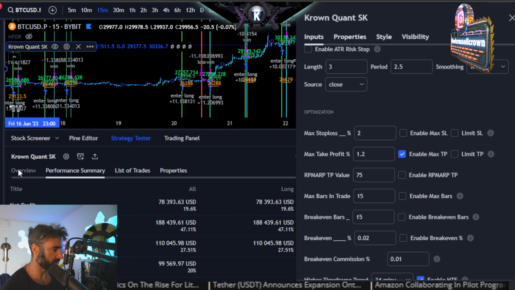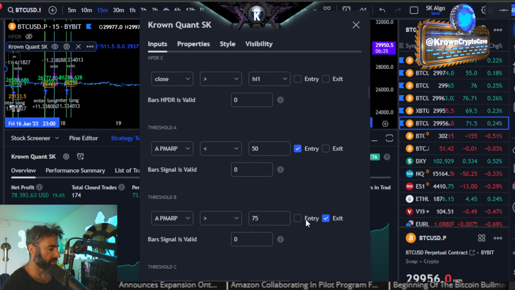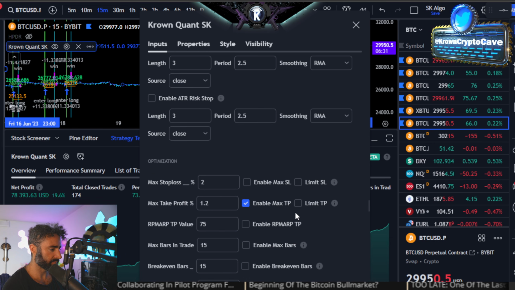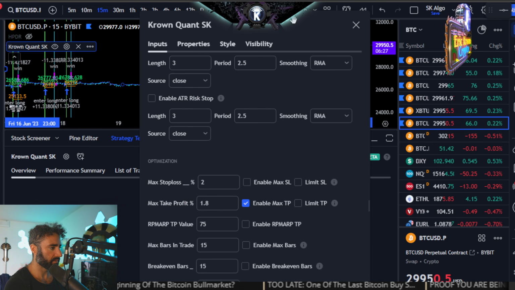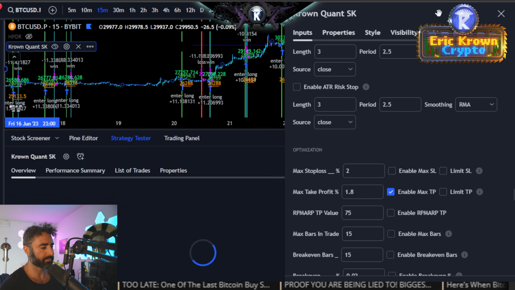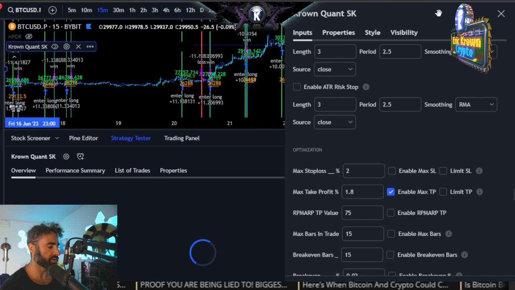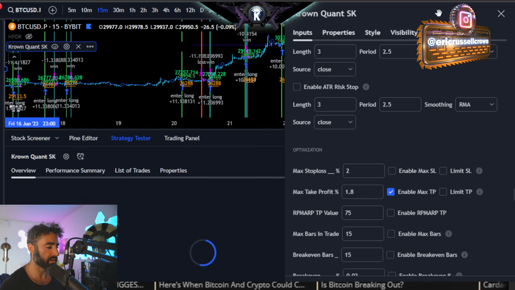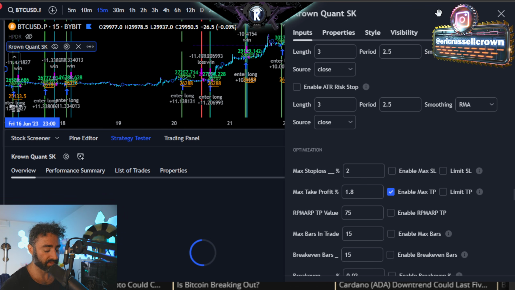Whoops, let's actually go to the. Okay, so net profit went down there, so that tells me that it should probably be higher. Let's try like 1.8, because it's probably closing some big winners a little bit too soon. So let's see what this produces. If this makes it even worse, then we could try something much lower as well, and see what that does.